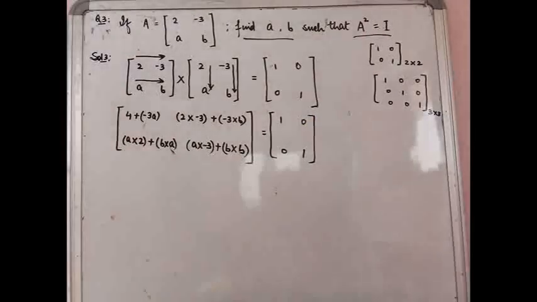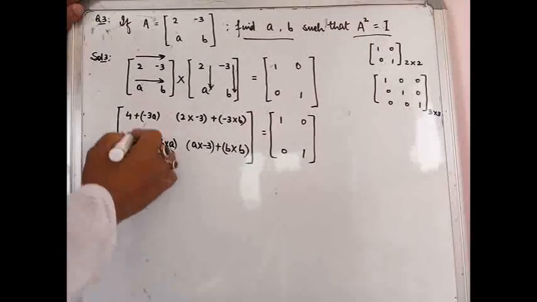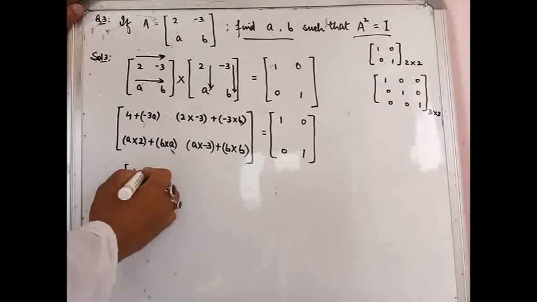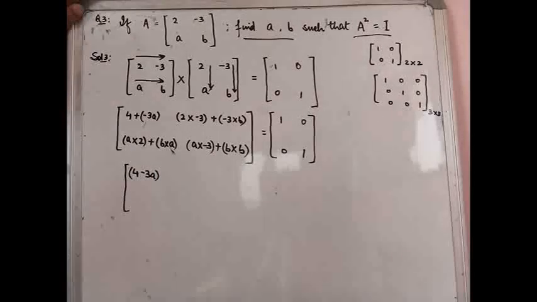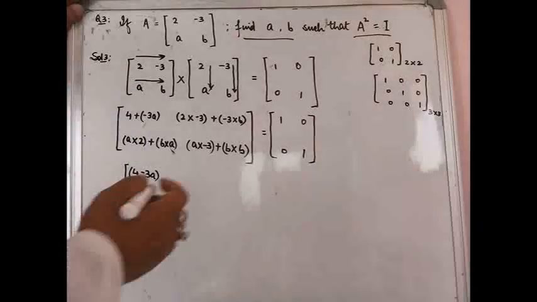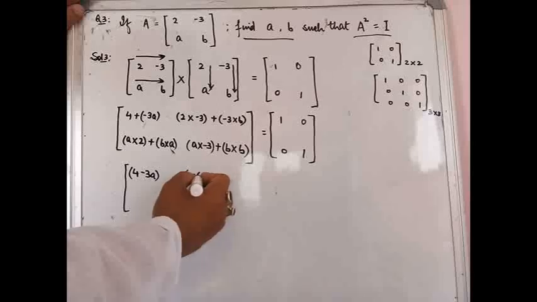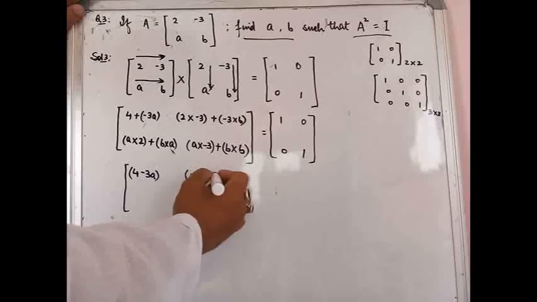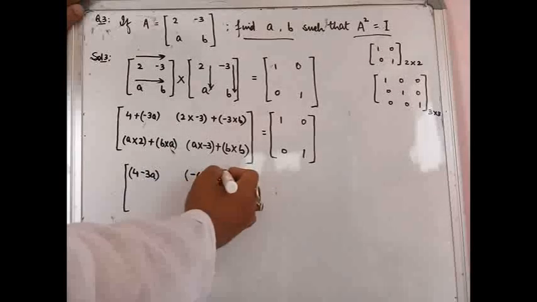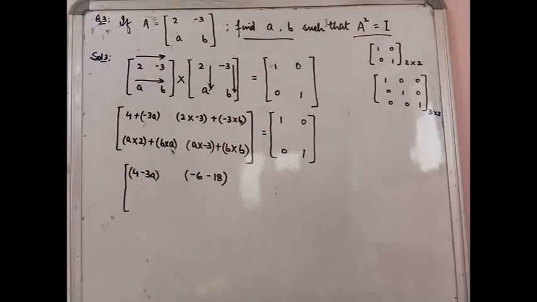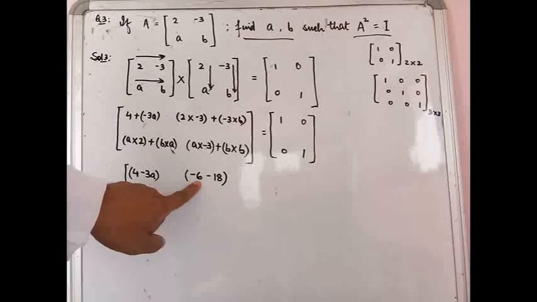Now, simple calculation. You see, 4 minus 3a becomes the first entry. Similarly over here, if you see, this is minus 6 and minus 18 over here. 2 into minus 3 is going to give you a minus 6.